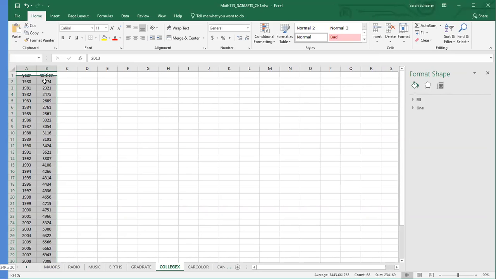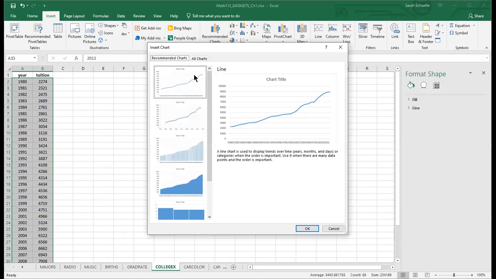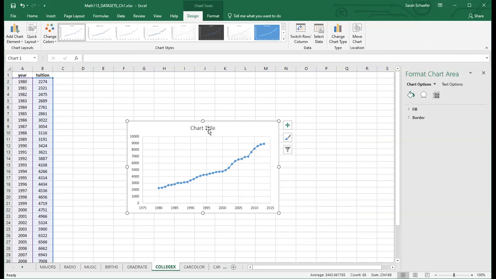So I'll highlight both of those columns. And on the insert menu, the best place or the easiest way I found to find this is to go to recommended charts. And I'm going to pick this one that has the dots and then the line connecting them. Okay, so we'll insert that and we'll give this a title, Cost of College.